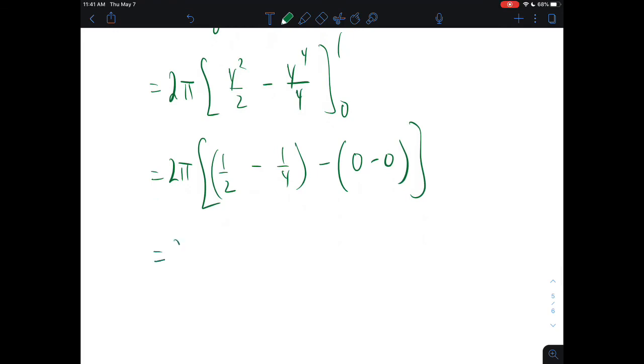So then this is just leaving me with 2 pi times 1/2 minus 1/4, which is 1/4. So I end up with pi over 2.